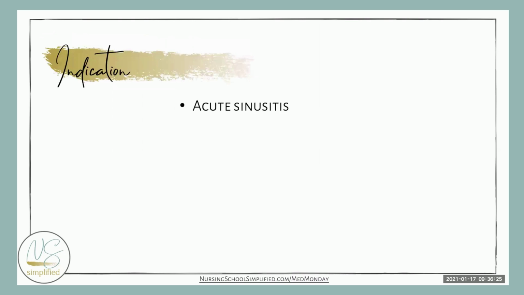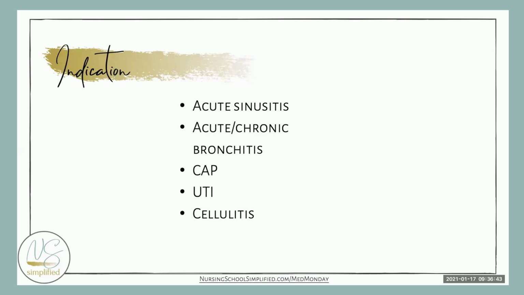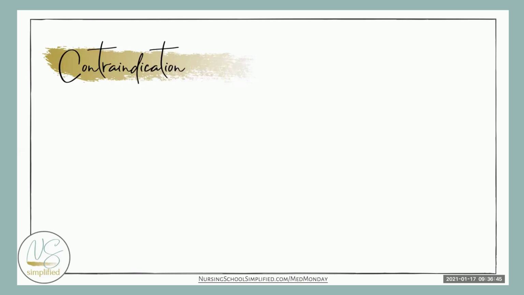Pretty cool. So why do we give this? We give it for acute sinusitis, acute and chronic bronchitis, CAP or community-acquired pneumonia, UTIs, urinary tract infections, and cellulitis. Contraindications, or why we don't give this medication, include hypersensitivity. Now, we can give this medication with certain conditions, but we want to do it cautiously.